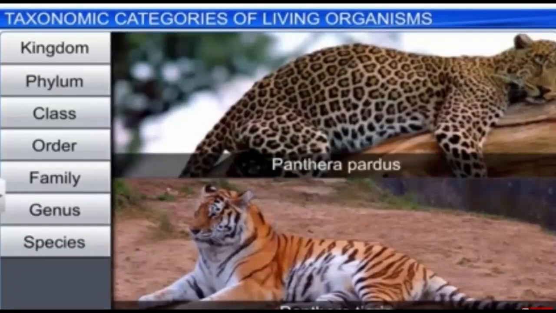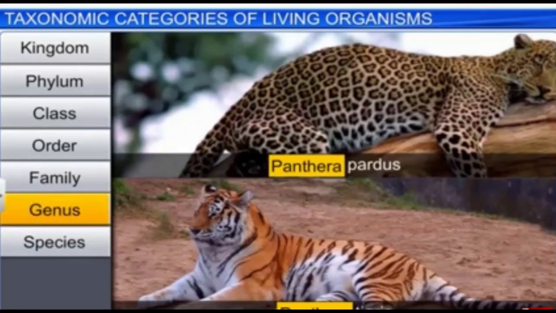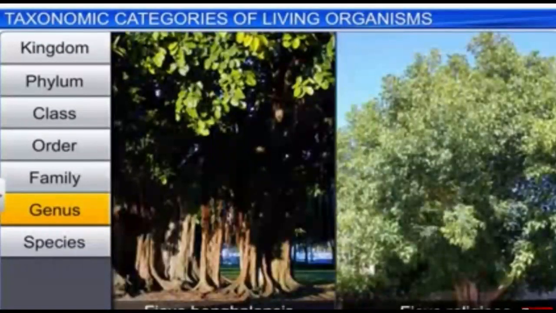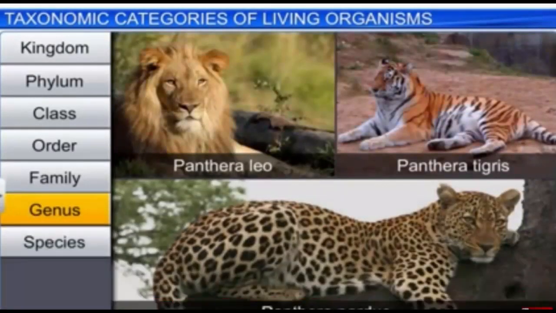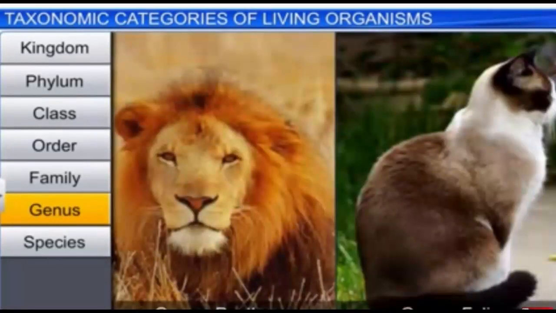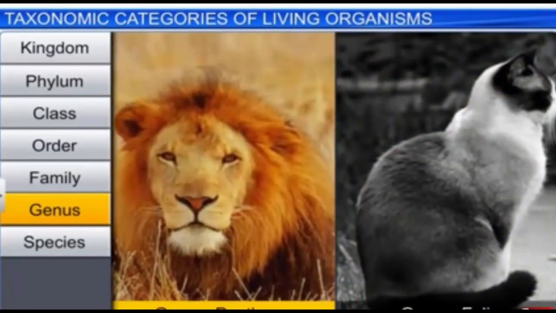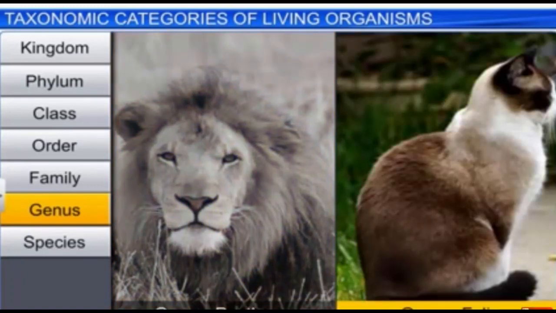The next rank is genus, which consists of a group of related species that exhibit similar characteristics in comparison to species of other genera. In case of plants, the banyan and peepal trees have certain similarities, and therefore belong to the genus Ficus. Among animals, Panthera. However, the genus Panthera differs slightly from another genus, Felis, which includes cats.